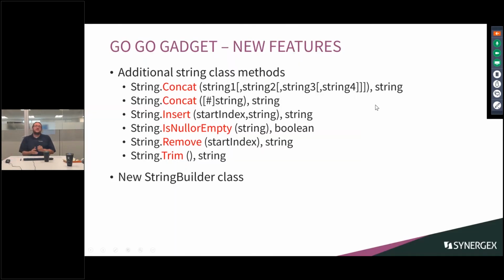All right, so we got new features. Let's start going into our new features. So we have additional string class methods. This works for all platforms. We have the concat, so you can take up to four strings and add them together, concatenate them. Then you can also feed an array of strings into them.